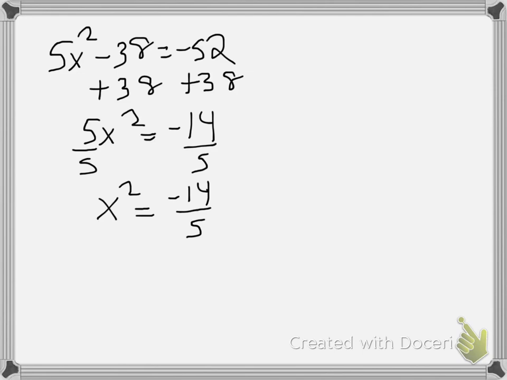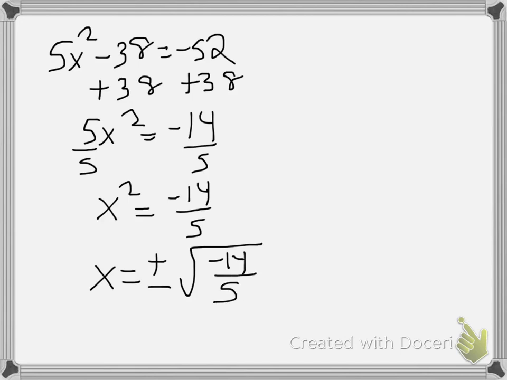Now, the next step is to take the square root. Hopefully at this point you realize that you're going to have imaginary answers, because nothing squared is going to be a negative if it's a real number. So we're going to take the square root of both sides. We're going to have x equals. Ladies and gentlemen, I am so tired of you all forgetting the plus and minus here. Whenever you take the square root, plus, minus, the square root of -14 over 5.